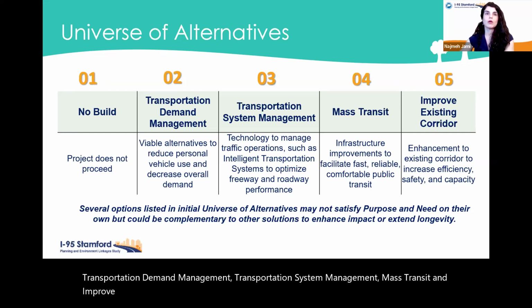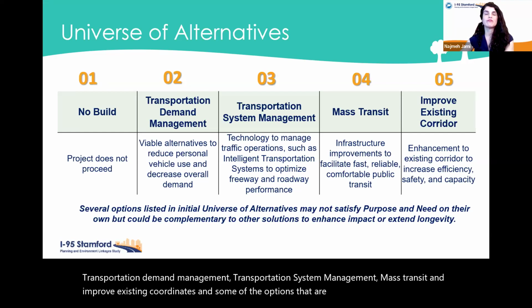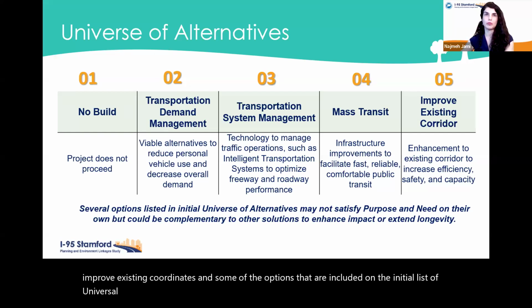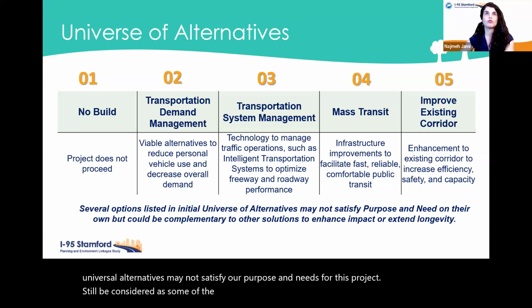And several of the options that are included in our initial list of universe of alternatives may not satisfy our purpose and need for this project, but could still be considered as complementary features that are valuable and improve overall transportation mobility and safety. So in the next few slides, we're just going to look at each category and look at some examples of how they could look in practice.